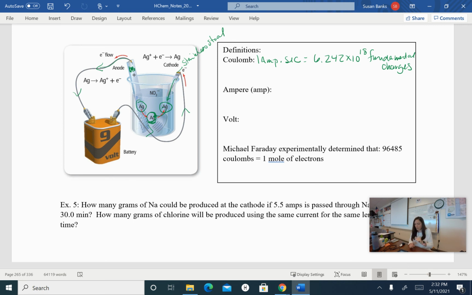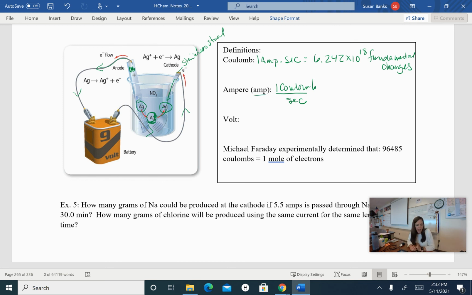Now an ampere is actually 1 coulomb per second. An ampere measures how many charges we have going through an electrical circuit per second. So it tells us how strong that electrical current is. Sometimes we call amperes amps.